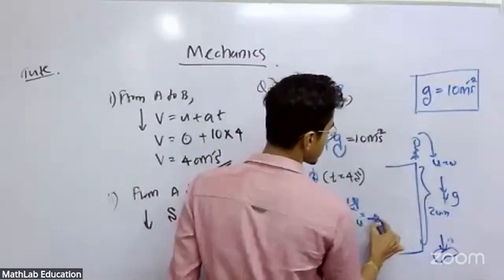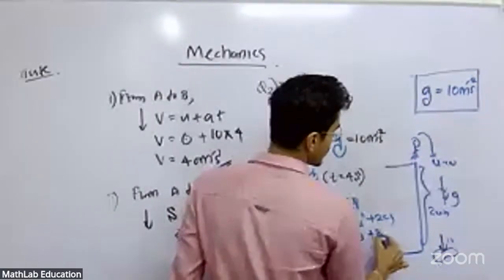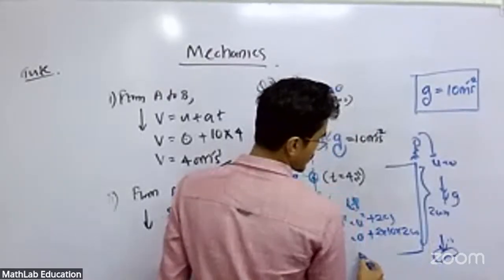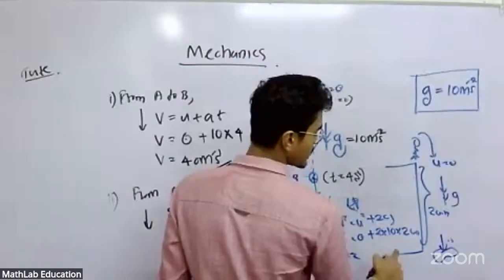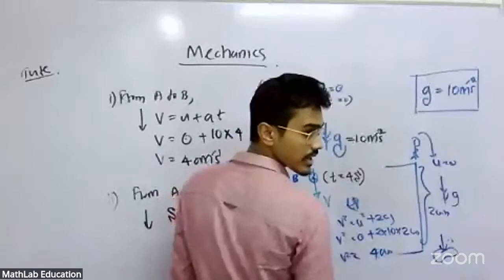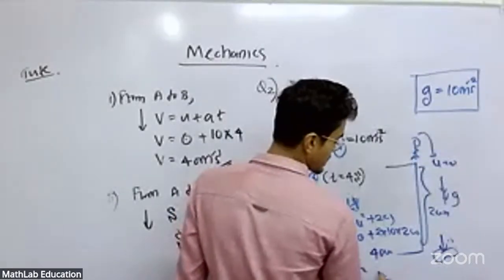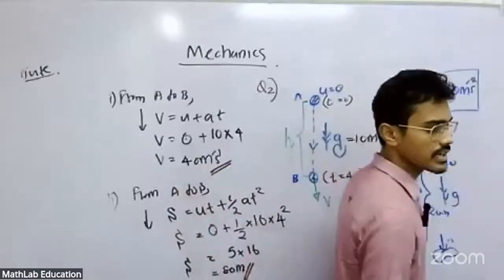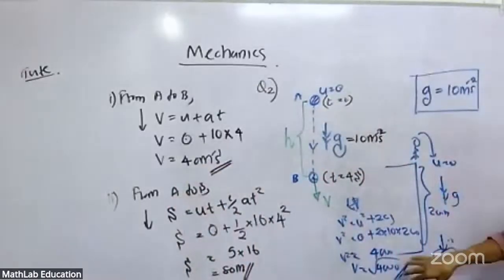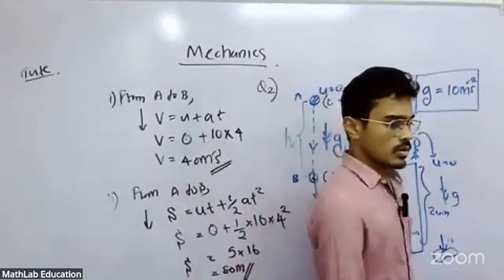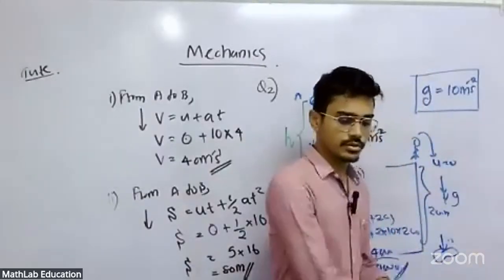v squared equals u squared plus 2as. See? u squared is 0, a is 10, s is 200. Can you see the impact? v squared equals 4000, so v is the square root of 4000. It's a very high velocity. The square root of 4000 is around 63 meters per second. Right? So with that velocity you are going to hit.